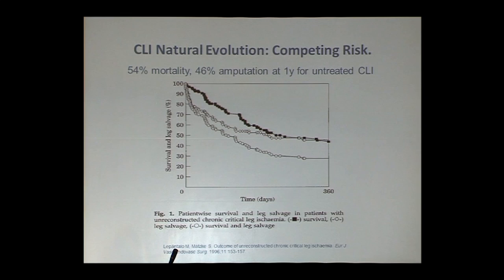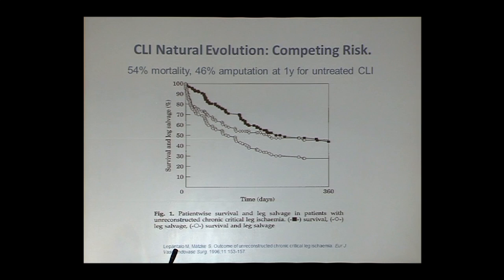So the natural history of the critical limb ischemia patient is a model of competing risks. Which is going to happen first? Are they going to die, or is the limb going to be amputated? These are the major adverse outcomes that can affect this population. They're pretty much equal in terms of mortality and amputation at 1 year for the untreated CLI patients.